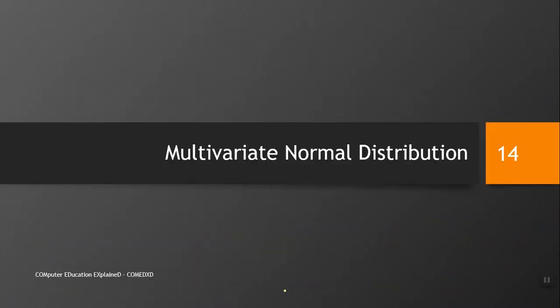Multivariate normal distribution. Now you have observed that we have been discussing mostly the normal distribution, because assuming any data to be normally distributed is the most likely estimate. In other words, most of the data that we work with is usually normally distributed. So that's why we make the assumption of normal distribution.